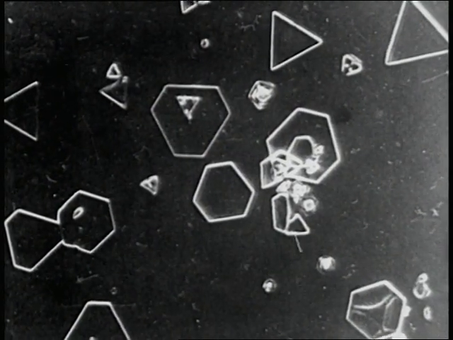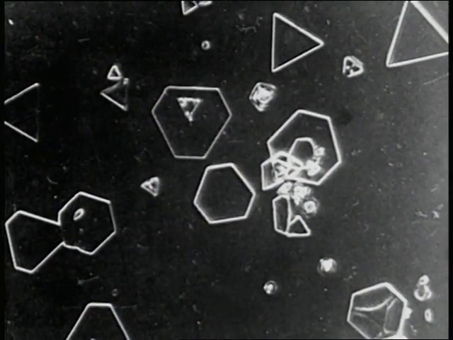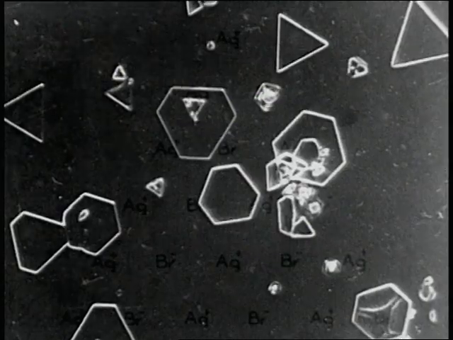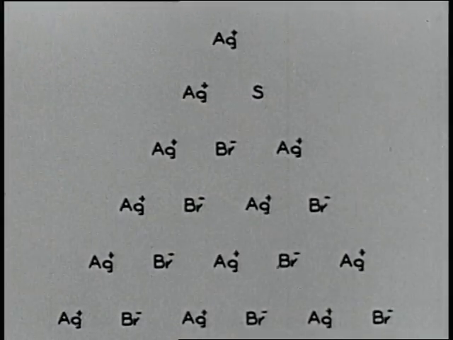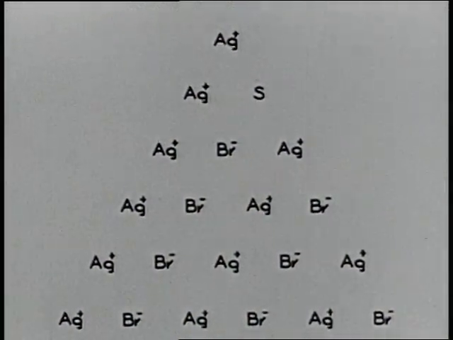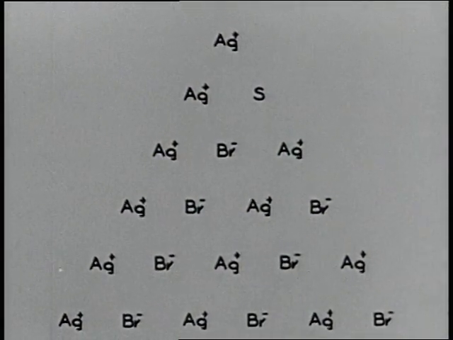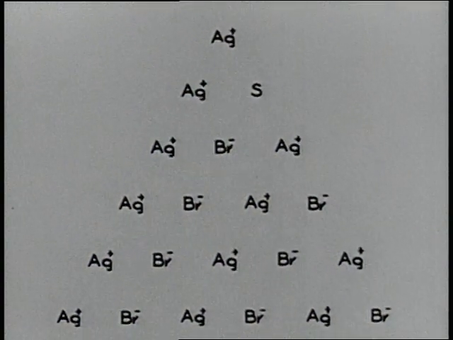You will note that the triangle is a typical shape in this group, and for simplicity, we shall talk about a single triangular crystal. This crystal is made up of a pattern of silver and bromine ions. The silver, denoted by Ag, bear a positive charge, and the bromine, denoted by Br, a negative.